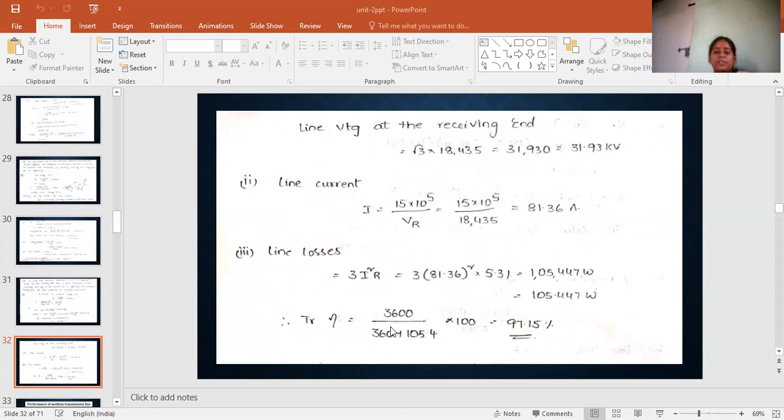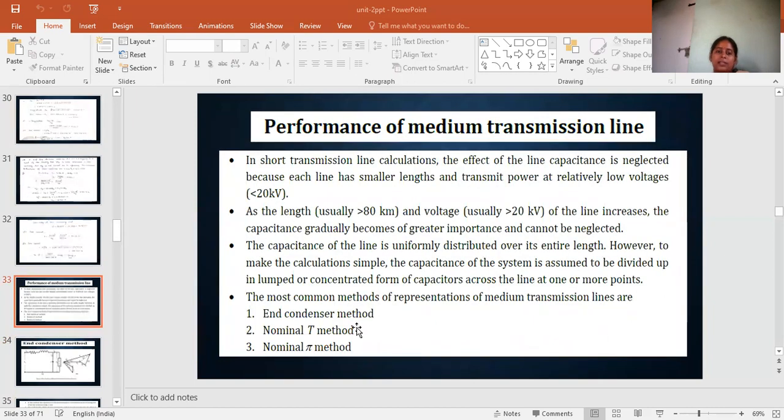Do all three problems first, and in the next class we are going to discuss the performance of medium transmission lines. The previous topic was the performance of short transmission lines. In the same manner we can find the sending end voltage, receiving end voltage, and the current values in medium transmission lines also. Here also capacitance is present, so the current will change for the sending end and receiving end voltage. These calculations we are going to discuss in the next class.